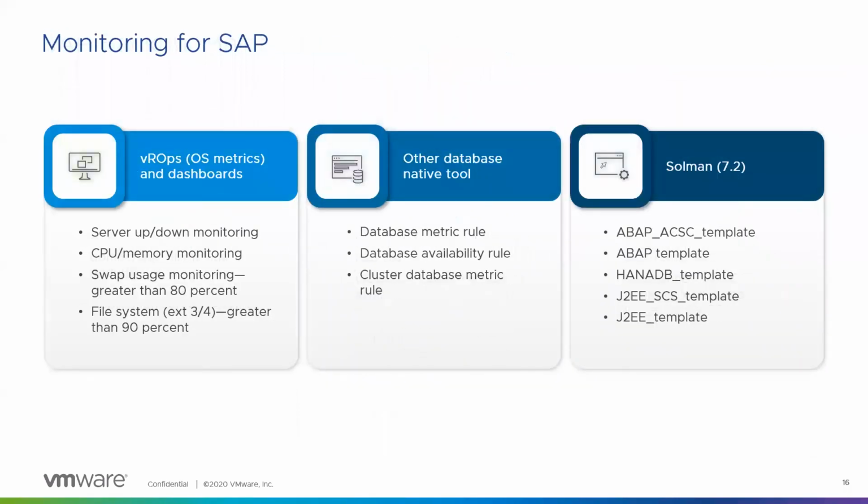We're using various tools to monitor SAP applications. With vROps, we normally use the server metrics, for example, if a server is up or down, CPU, memory, swap usage, file system usage. We're using that, and it works really well. And we also have a variety of database native tools to monitor databases.